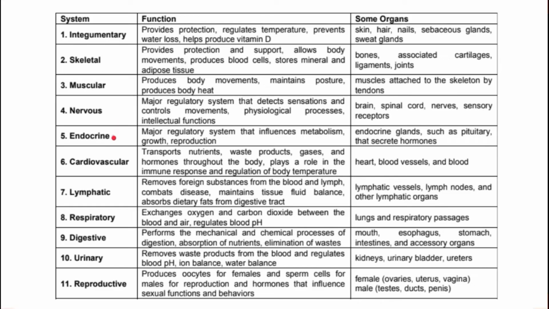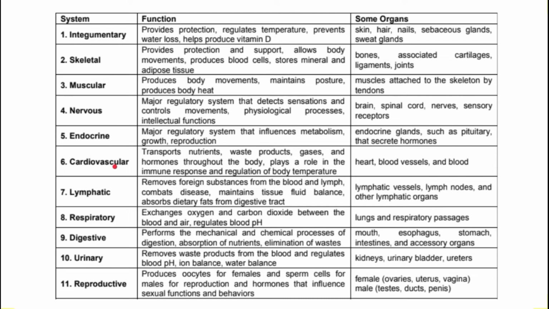And then fifth system natin, we have your endocrine system, a major regulatory system that influences number one, the metabolism of the body as well as your growth and reproduction. So under the endocrine system, we have your endocrine glands such as the pituitary gland that will secrete certain hormones of the body to regulate metabolism, growth, and reproduction.